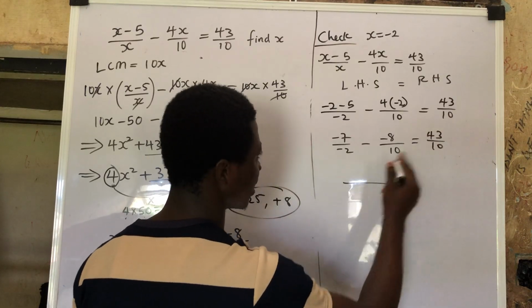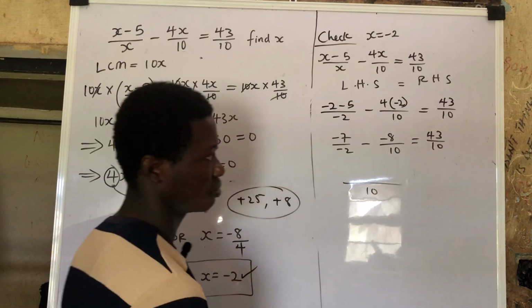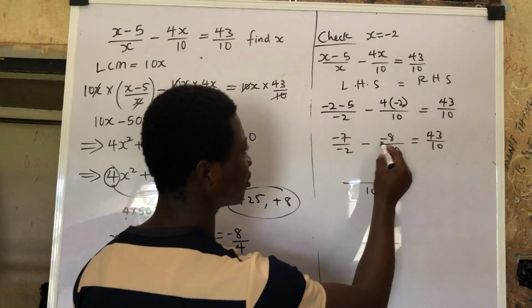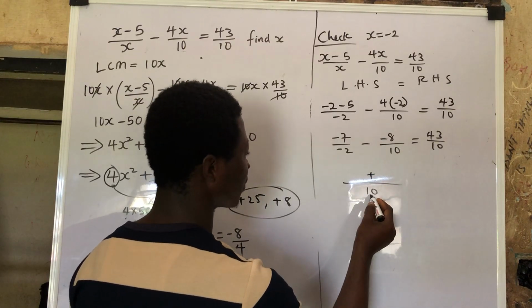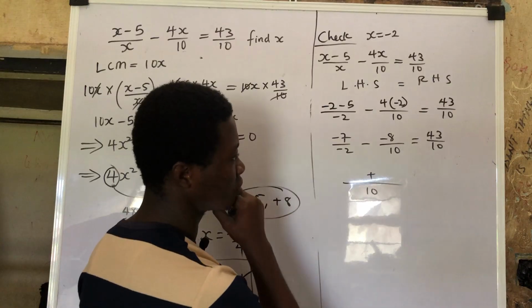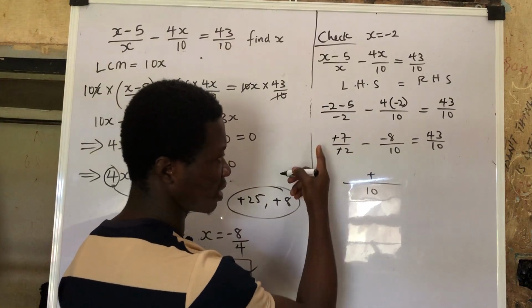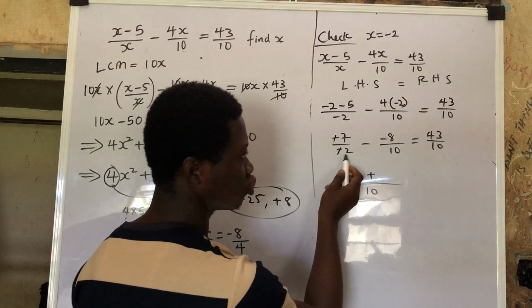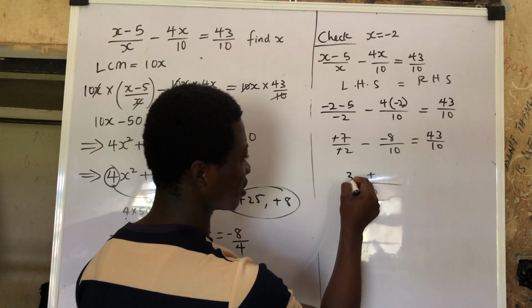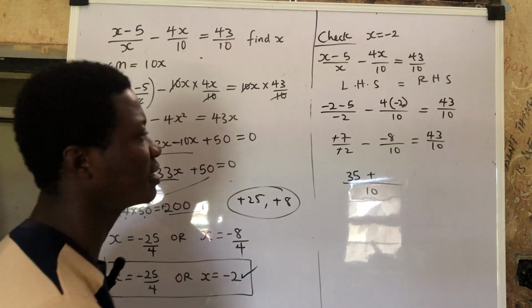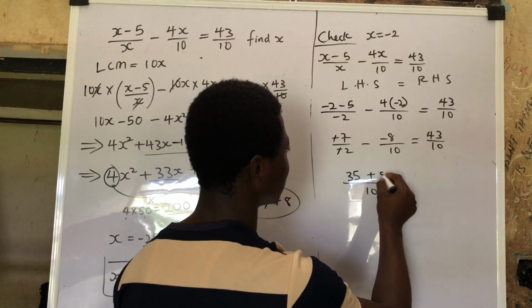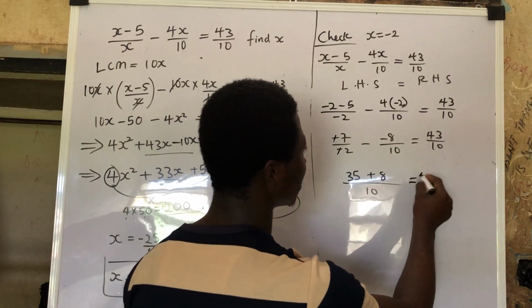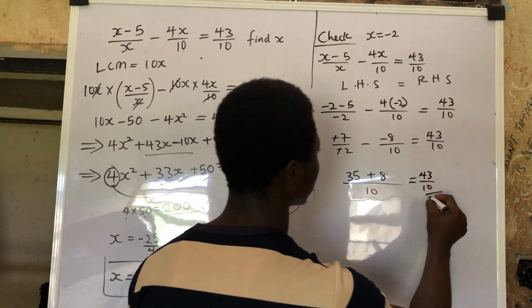So the LCM here is definitely 10. And do not forget that minus minus will give us plus. Okay? So now 10 divided by this, the minus minus can cancel out. So 10 divided by 2 is 5. 5 times 7, 35, right? So 10 divided by itself is 1. 1 times 8. So by the time you add this, you should get 43 over 10.